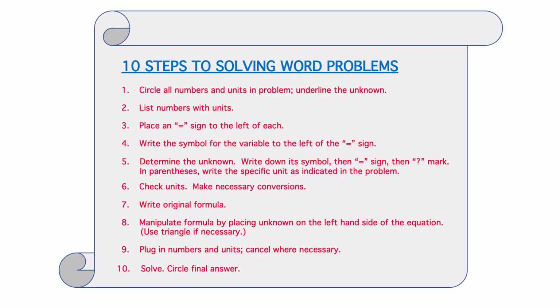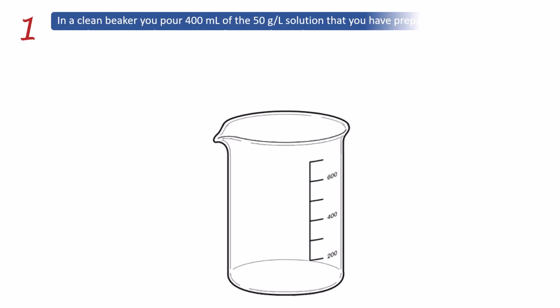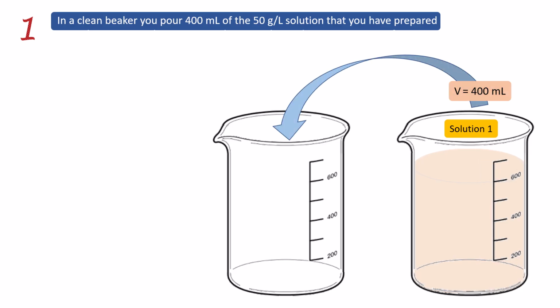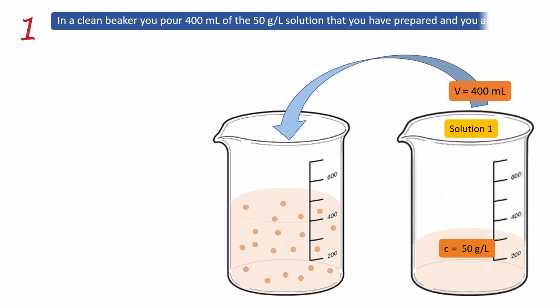For the next set of questions, we'll take the previously described preparation of a diluted solution and turn it into various word problems solving for different variables. Problem 1. In a clean beaker, you pour 400 milliliters of the 50 gram per liter solution that you have prepared. And you add enough water to make a 500 milliliter solution.